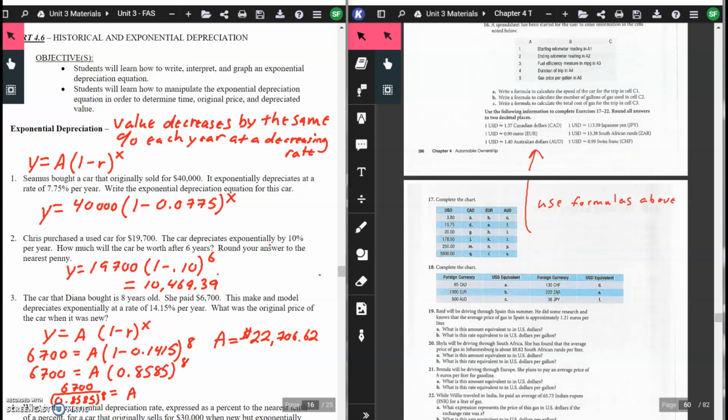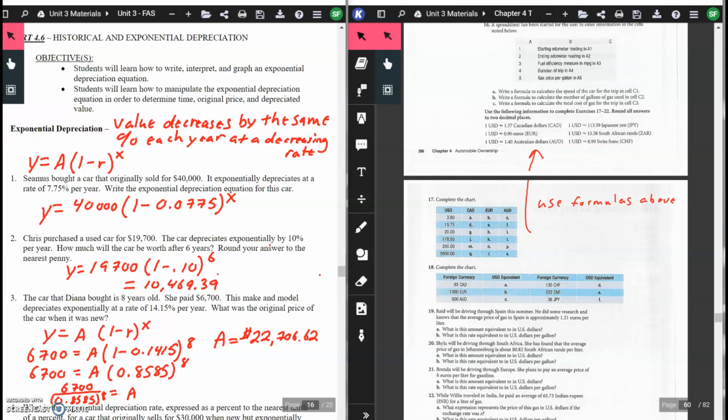Number 1, Seamus bought a car that originally sold for $40,000. It exponentially depreciates at a rate of 7.75% per year. Write the exponential depreciation equation for this car. So Y equals A, which is the value of the car, $40,000, times 1 minus the percentage as a decimal, 0.0775 to the x.